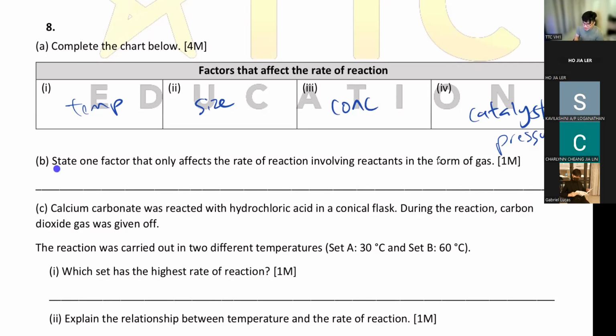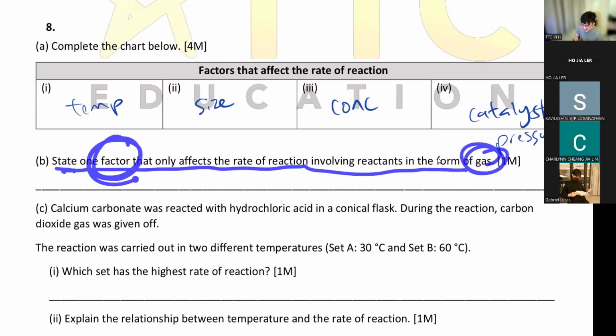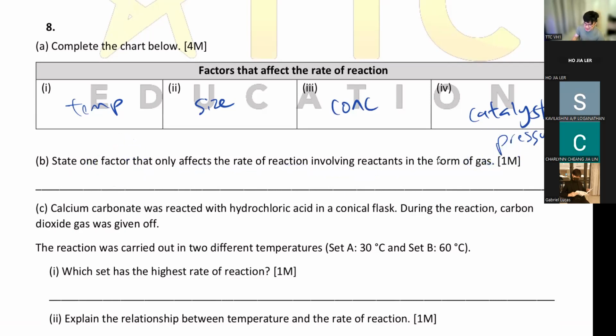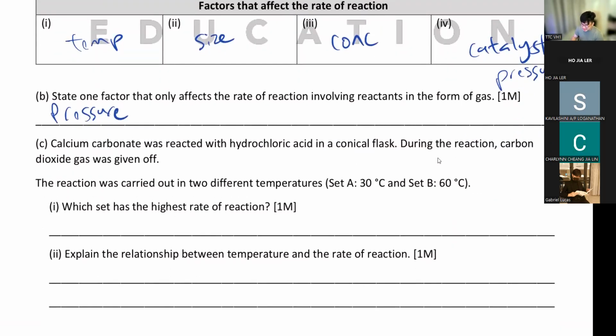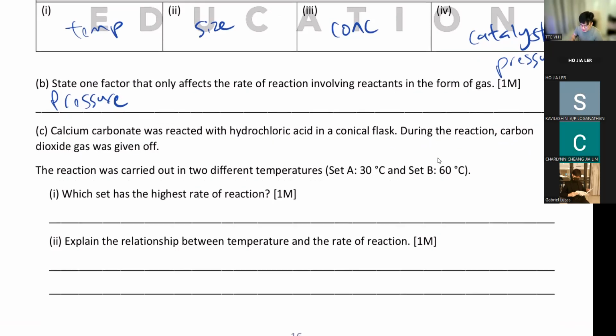Right, B. State one factor that only affects the rate of reaction involving reactants in the form of gas. Which factor is only for gas? So that's your pressure. Aiyo, so easy. Right, so C. Calcium carbonate was reacted with hydrochloric acid in a conical flask. Oh my God, sir, why is chemistry here? You don't need to know. During the reaction, carbon dioxide gas was given off. You see, they're already telling you everything.